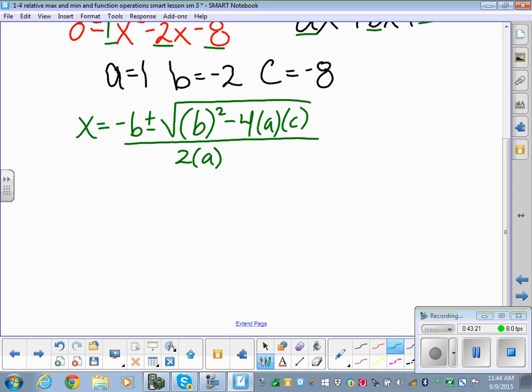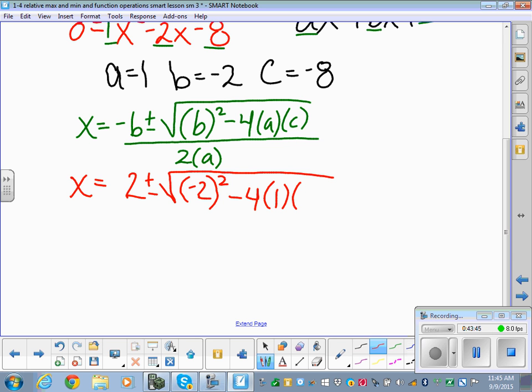So then plugging those things in and simplifying this piece by piece, the opposite of b is the opposite of negative 2. Negative b means opposite of b, so the negative 2 becomes positive 2, so plus or minus, and remember this is x is equal to 2 plus or minus the square root of b squared. B is negative 2. You have to put it in parentheses, especially in a calculator. Negative 2 squared minus 4 times a. A is 1. C is negative 8, so times c. And then that's all over 2 times a. A is 1.